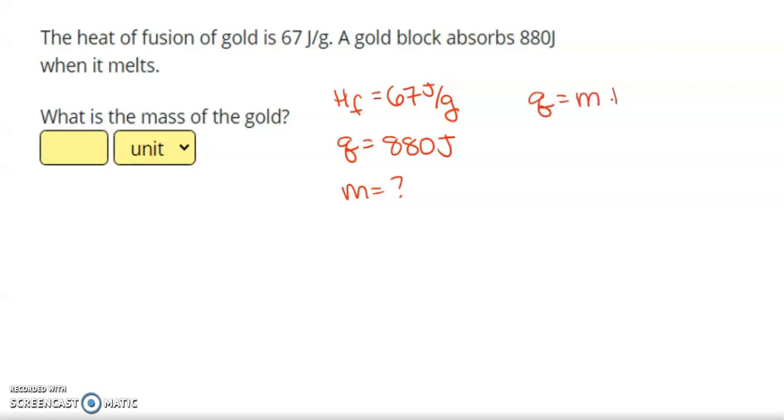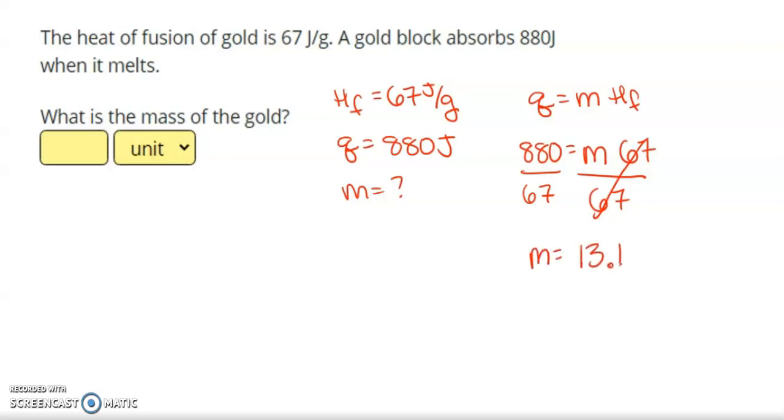Q equals M HF. I'm going to plug in 880 equals, remember to write the equal sign, M, remember to write M, don't leave it out, 67 for HF. We want to get M by itself, so what we can do is divide both sides by 67. Since we're multiplying by 67, to get rid of it, we divide by it. Divide the other side by 67, and then in the calculator, I would punch 880 divided by 67 equals. And I'd get the answer, mass equals 13.1 grams.